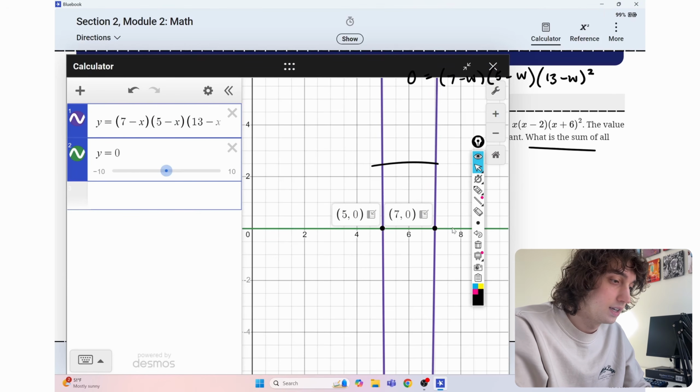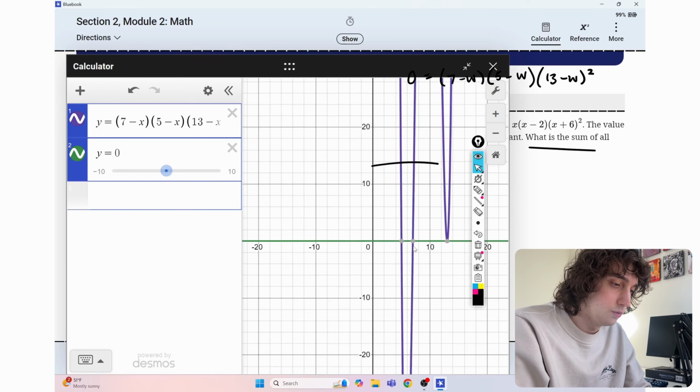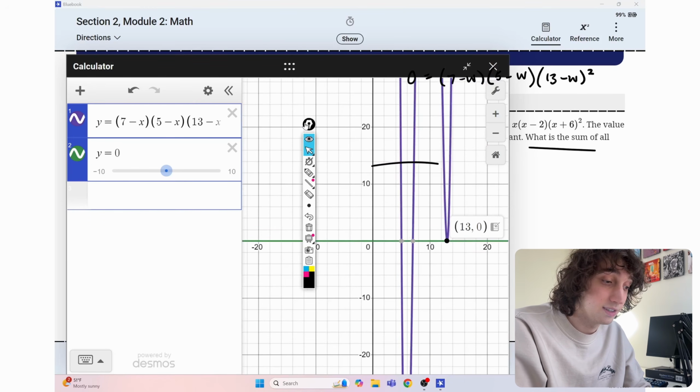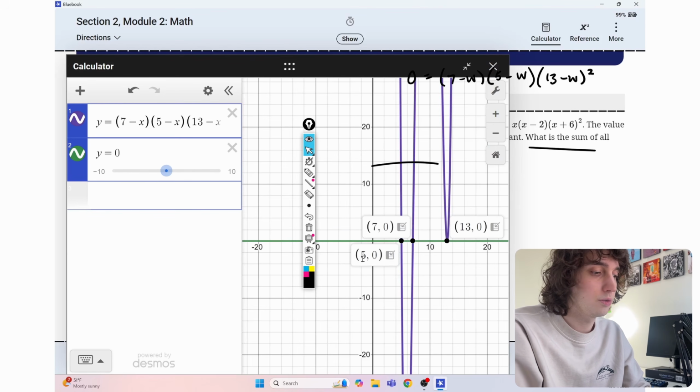touches the x-intercept, which is at 5 and at 7, and ooh, would you look at that? Also at 13. So we got to make sure to zoom out enough. The sum of these solutions is really what we're solving for. So we want 5 plus 7 plus 13, which should be 25.